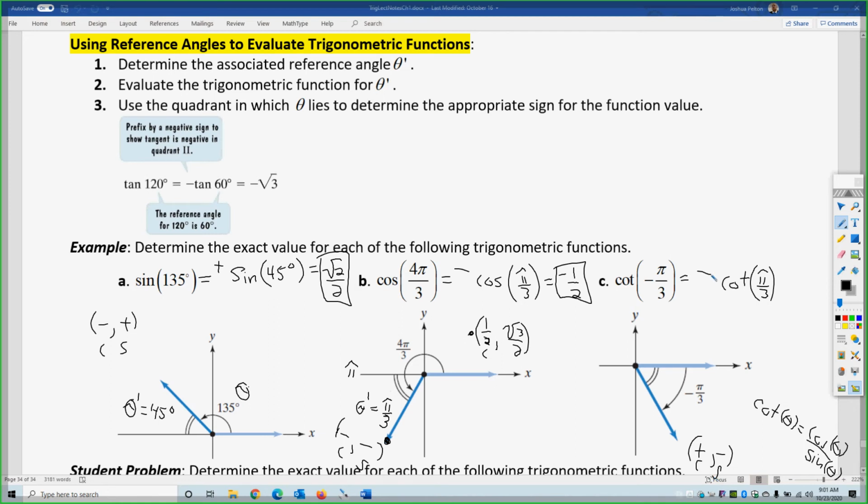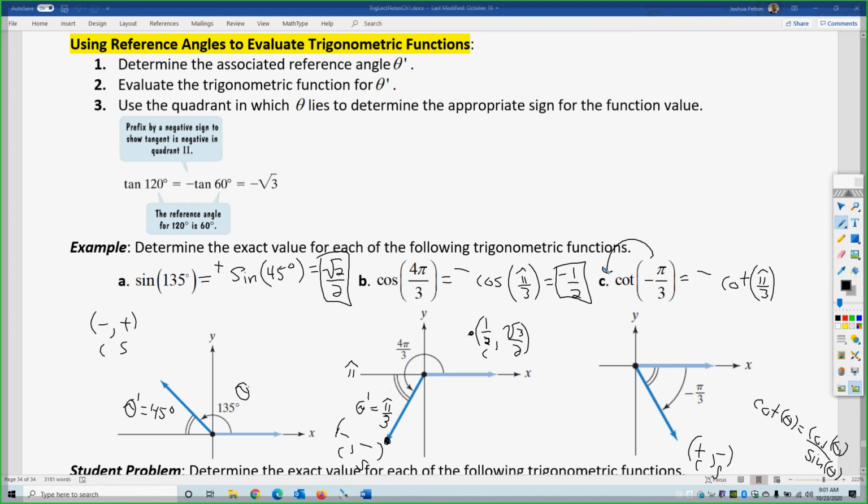Also, this is an odd function, so the negative can just go outside anyways. I can turn it the other way. Because remember, cosine and secant are even functions. You can just get rid of the negative. Cotangent and all other functions, so basically anything that's not cosine or secant, are odd functions. The negatives can just come out if you want to.